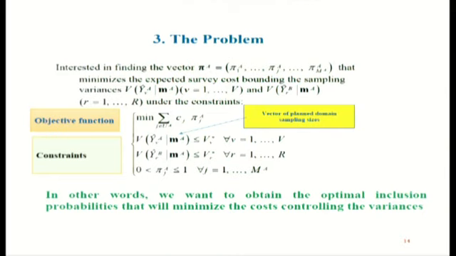And so this is the problem. The problem is to minimize the total cost, bounding the variance of the estimates of the variables of both populations. This is a multivariate, multi-domain problem. These are the variables of the first population. These are the variables of the second population, and we find the optimal inclusion probabilities. Because in the integrated survey framework, we define only the inclusion probabilities of the first population.